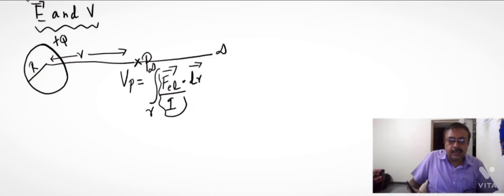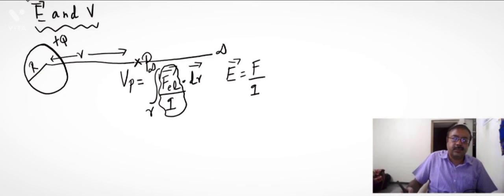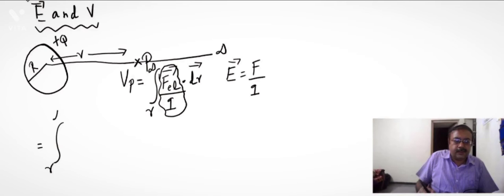Now this particular term, what is this? You may know it. Just recollect, this term is nothing but your electric field. Please don't forget this formula: electric field is force divided by charge. So what we are going to do here is put the integral from r to infinity, and write this as the dot product of electric field and the displacement.